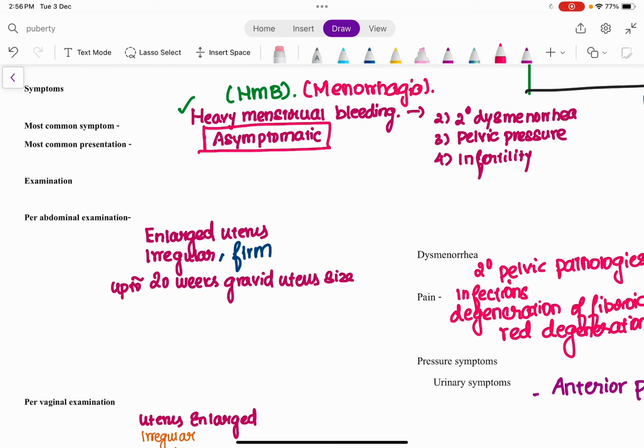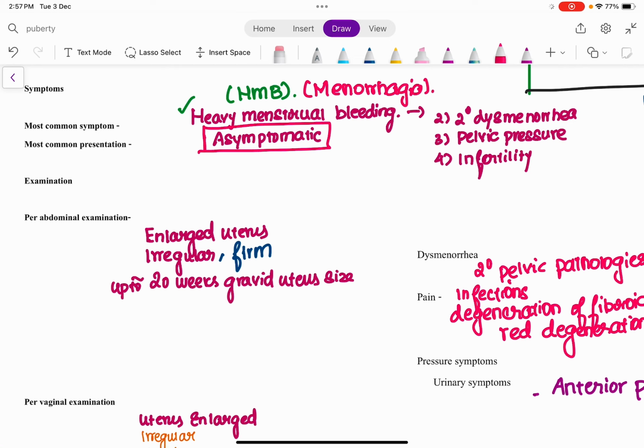Whenever the amount of estrogen is increased in a female's body, there is going to be hyperproliferation of the uterine endometrium. Because of the proliferation, there is an increase in the thickness of the uterine endometrium. Because of that, the patient is going to have an increased amount of bleeding per vagina, that is heavy menstrual bleeding, also called menorrhagia. So the most common symptom is menorrhagia, also called heavy menstrual bleeding.